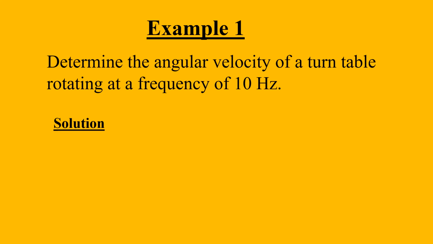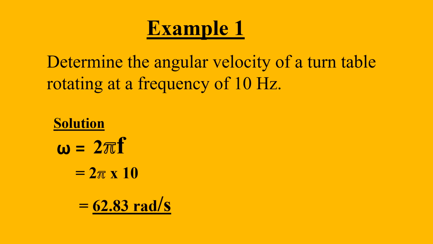Solution. Since we know that omega equals 2 pi f, we need to substitute f in the formula so that we have 2 pi times 10. Simplifying this, we get 62.83 radians per second.